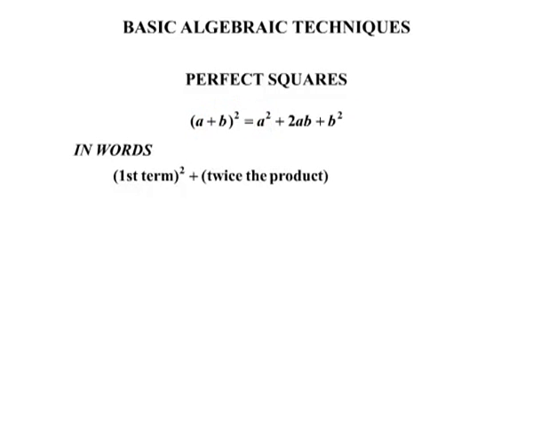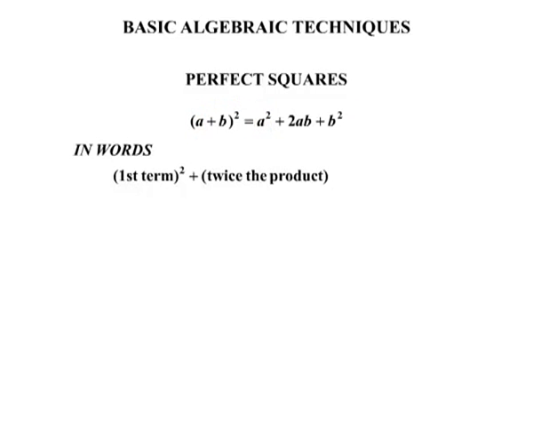Right, we're looking at what's known now as the perfect square expansion. A plus b all squared, there's a result here, it equals a squared plus 2ab plus b squared. So you want to remember that, but in words it's a little bit easier. The first term squared, so the a becomes a squared, that's the first term squared. Then we have plus twice the product.